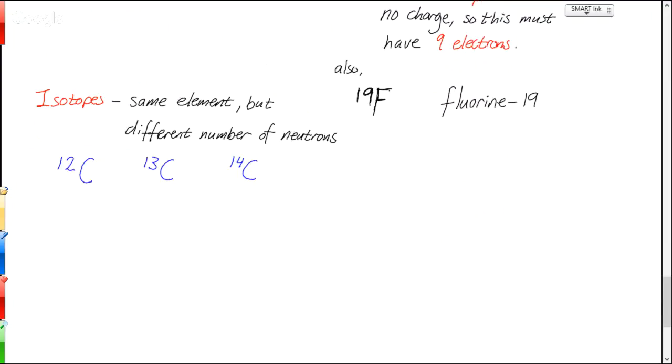How many protons are in carbon 12? There's 6 protons. And how many protons are in carbon-13? Does everybody see how it's the same? It's still carbon, and carbon always has 6 protons. So all of those are going to have 6 protons. All right.